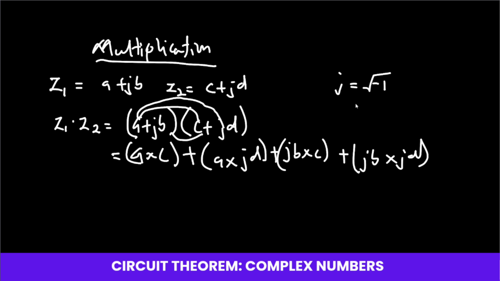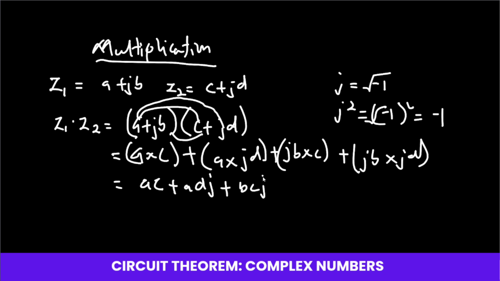Okay, so wherever you see j squared, you put in negative 1. So wherever there's j squared, you get negative 1. Okay, so now we have our values to be ac plus adj plus bcj plus, here you have j squared, that's j squared multiplying bd. Okay, hence as we know, j squared is equal to negative 1.